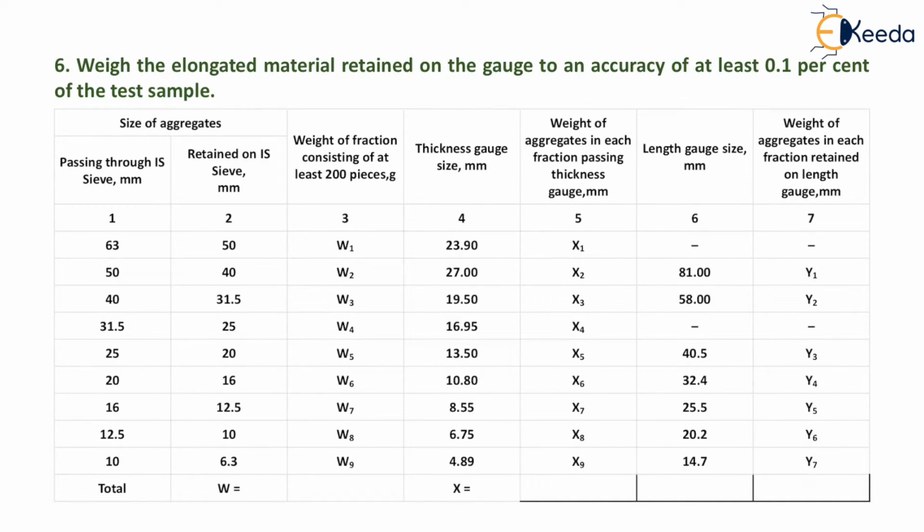Now, in this table, the size of aggregate is written here, that is the passing through IS sieve in mm, and retained sieve is written here. Weight of fraction is written here, consisting of at least 200 pieces. Thickness gauge size is written here. Weight of aggregate in each fraction passing thickness gauge is written here. Length gauge size is written here, and weight of aggregate in each fraction retained on length gauge is written here.